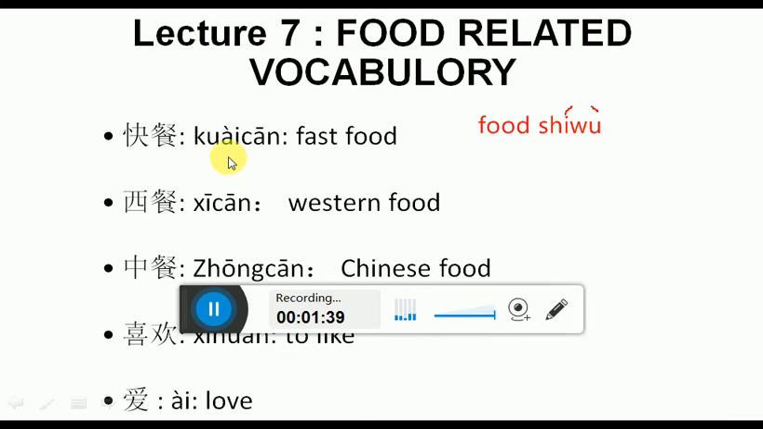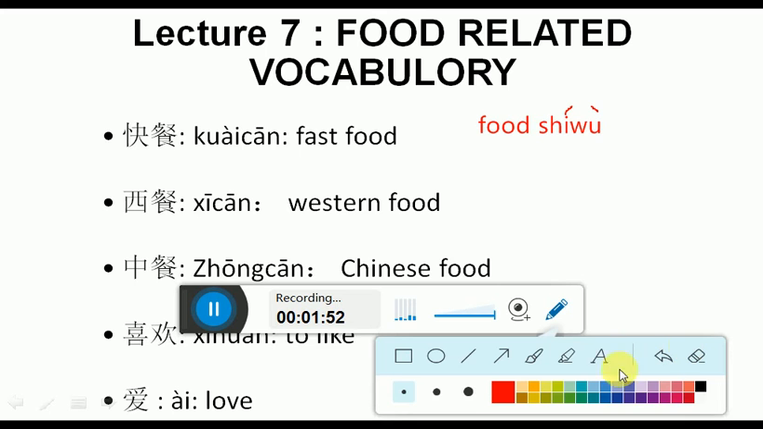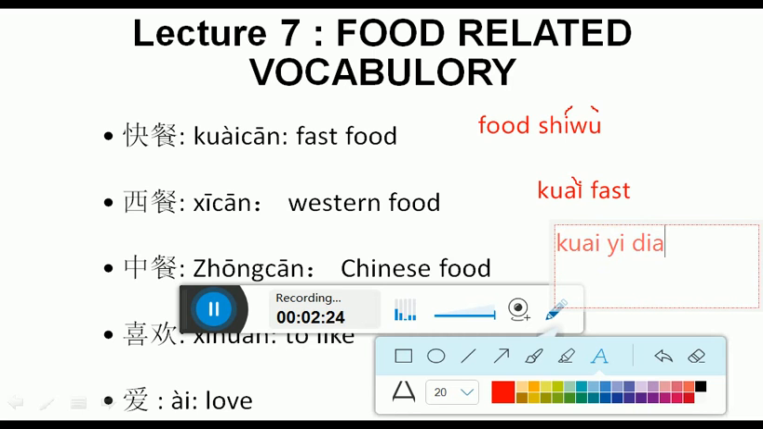First word is Kuai Can. Can. Kuai means fast. Fourth tone, Kuai. For example, if I say Kuai Dian, Kuai Yi Dian. Kuai Dian means fast. Yi Dian means a little bit. Kuai Dian, fast.